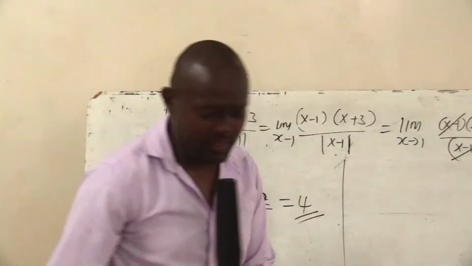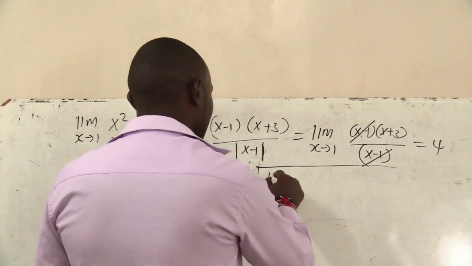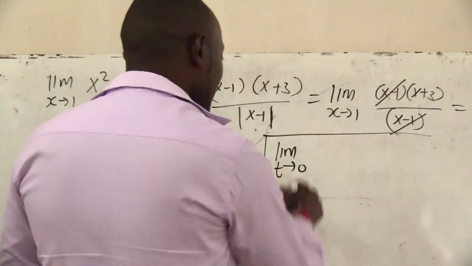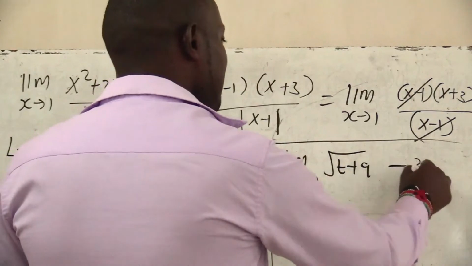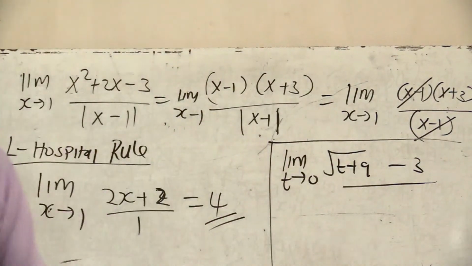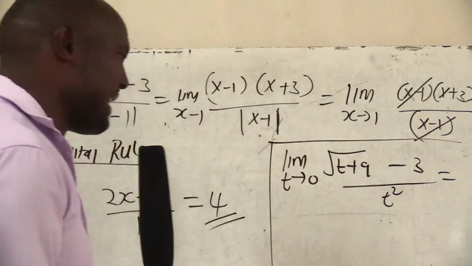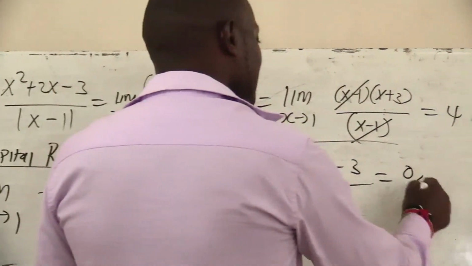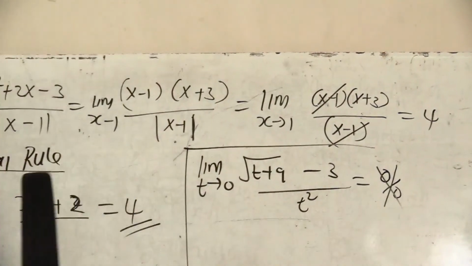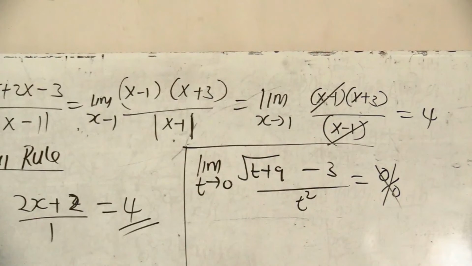Maybe I can give you another example which is a bit complicated. Limit as t approaches 0 of root of t plus 9 minus 3 all over t squared. When you are given this kind of equation over t squared, you find that when you replace directly, you get root 9 minus 3. So you get 0 over 0, which we said you cannot replace directly. So we need to do some operation, one or two.